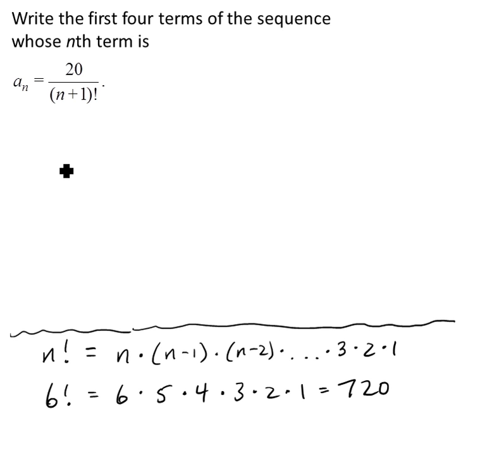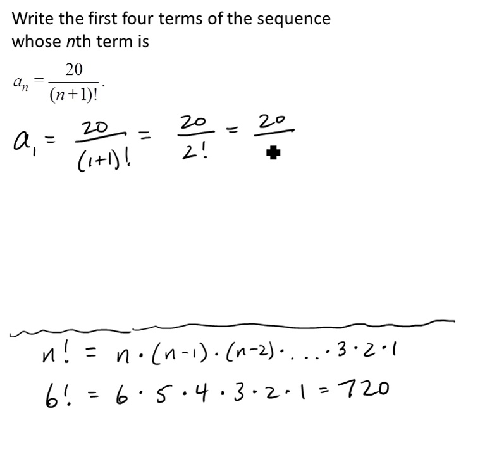Okay, so back to our sequence here, the first 4 terms. So the first term would be a1. So that means we want to plug a 1 in for n. So that's 20 over 1 plus 1 factorial. So of course 1 plus 1 is 2, so that's 2 factorial. And 2 factorial by definition means just 2 times 1. And 2 times 1 is 2, and 20 over 2 is 10.